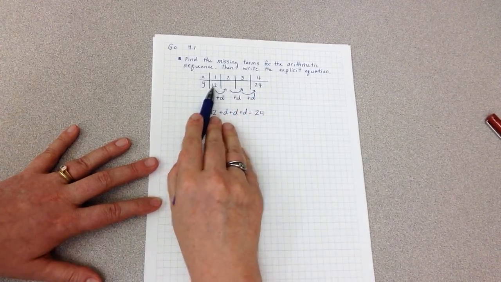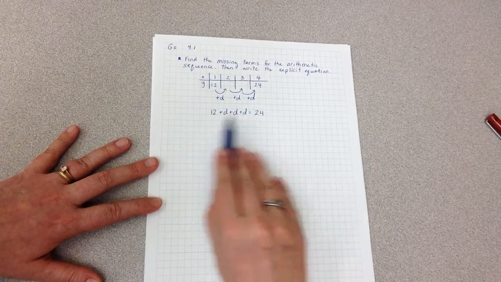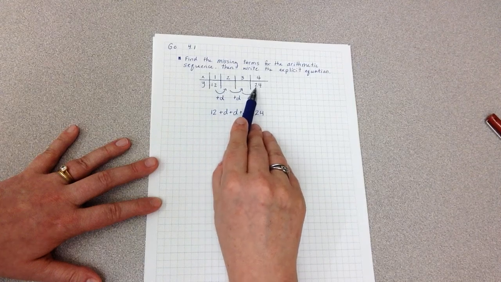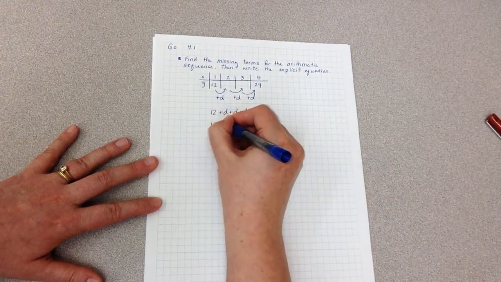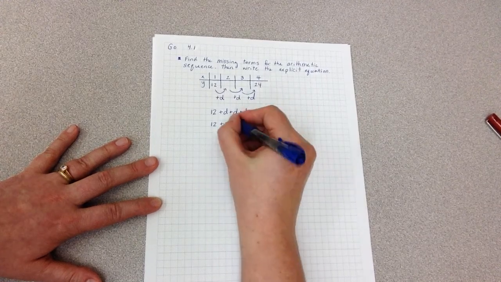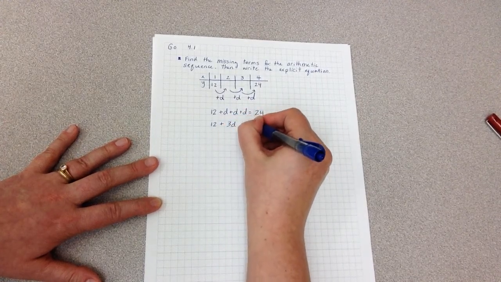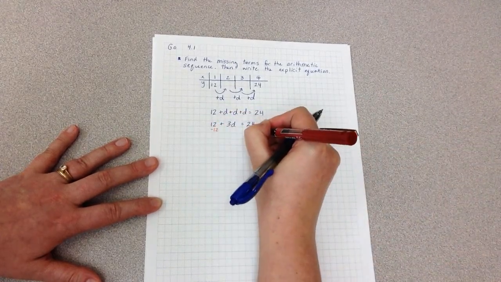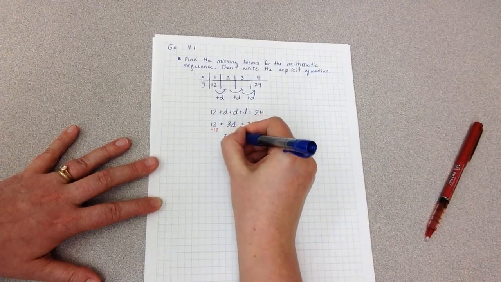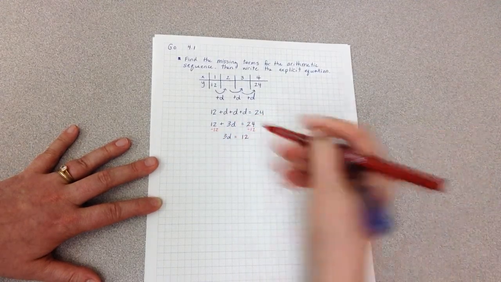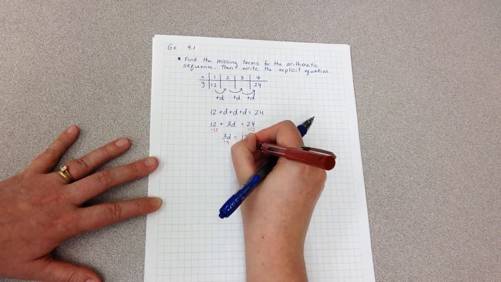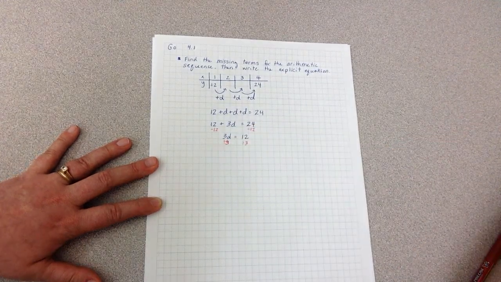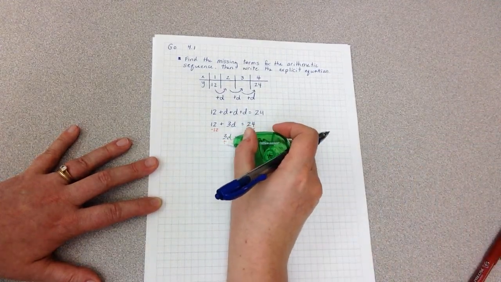So to start at 12 to equal 24, I have to add D plus D plus D. Well, we know that D plus D plus D is 3D. And then I can now solve this equation for D. So I subtract 12 on both sides. I get 3D equals 12. Divide both sides by 3, which then makes D 4.